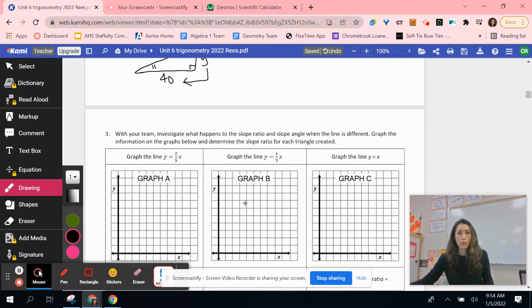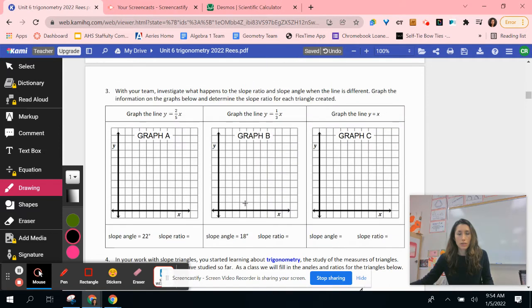Okay. We're going to look at some more slope triangles that we're creating. We already had our slope triangle with 11 degrees, and now we're going to create a slope triangle with some different degrees. The first one that we're going to graph is y equals 2/5. That's like y equals mx plus b. And remember, the m is our slope, the b is our y-intercept.